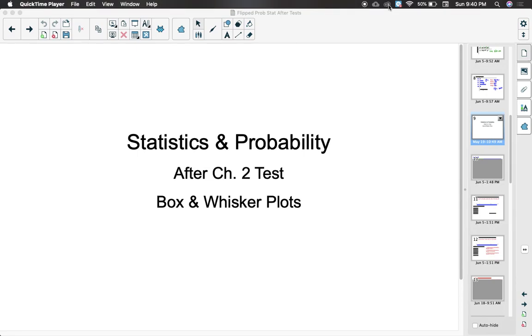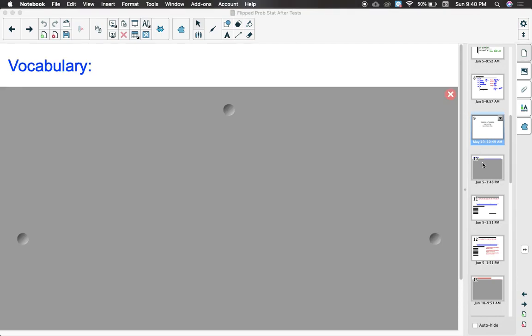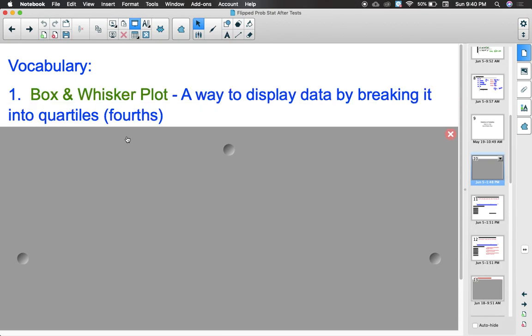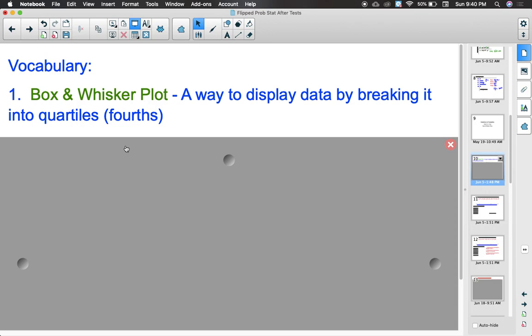This will be our lesson on box and whisker plots. So let's start with some vocab. You'll want to write this down on your paper or in your notebook. So the first vocab word is box and whisker plot. And a box and whisker plot is a way to display data by breaking it into quartiles.